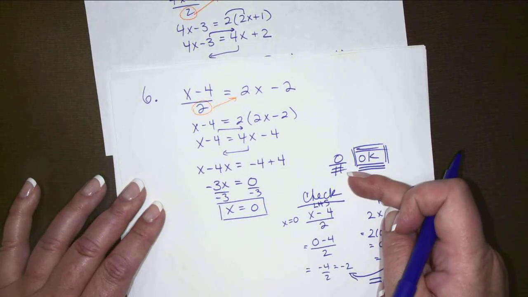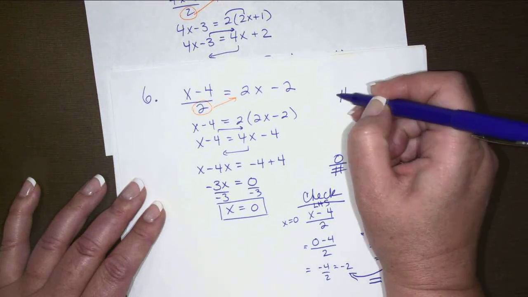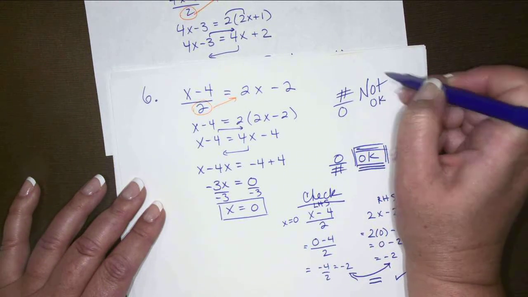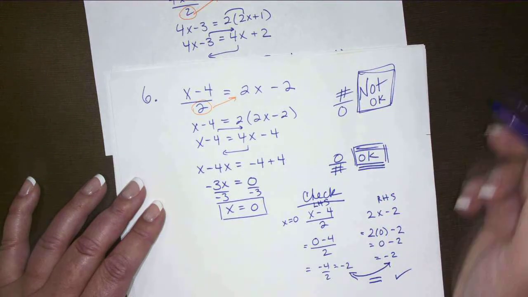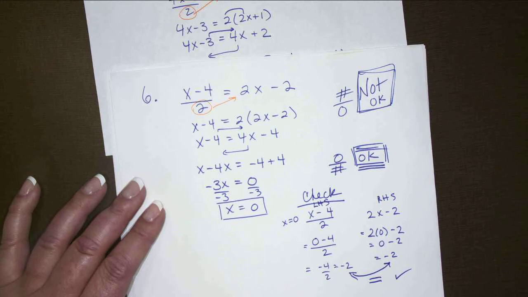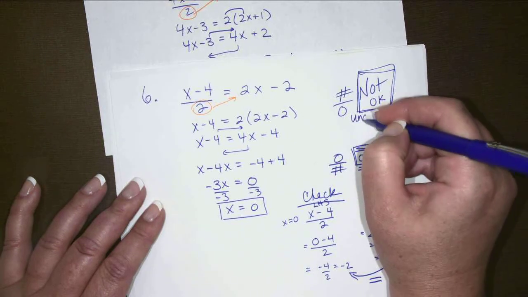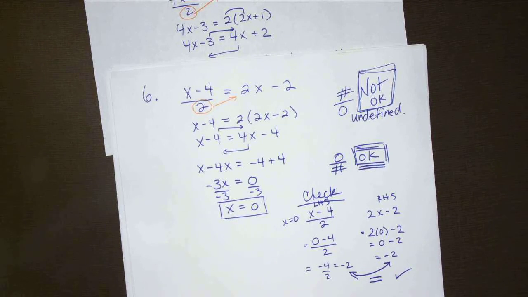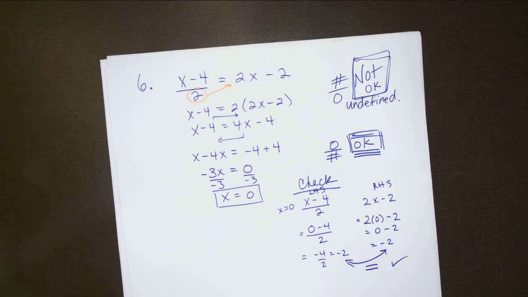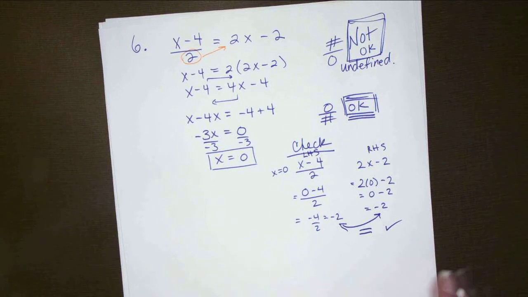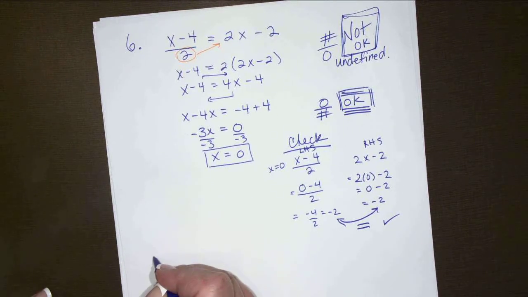What's not okay? A number divided by 0, not okay. Which is undefined, is the right word for it. This is undefined. That is the right math word for when something doesn't work. Okay, so let's see. What about this one? What would you do?